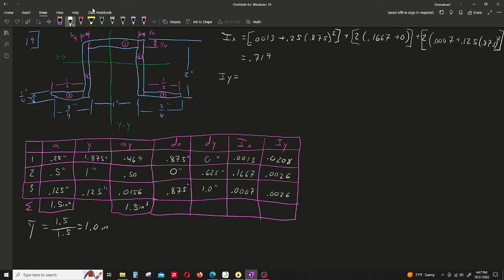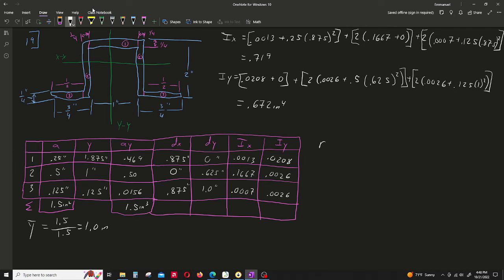Iy is going to be similar: 0.0208 plus 2.0026 plus 0.5 times 0.625 squared, plus 2.0026 plus 0.125 times 1 squared. And we solve that to be 0.672 inches to the fourth.